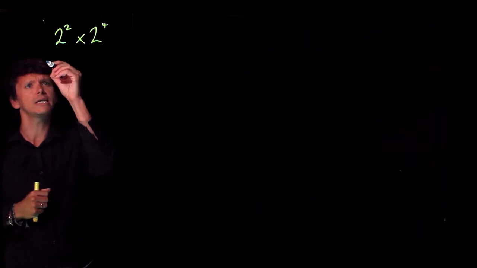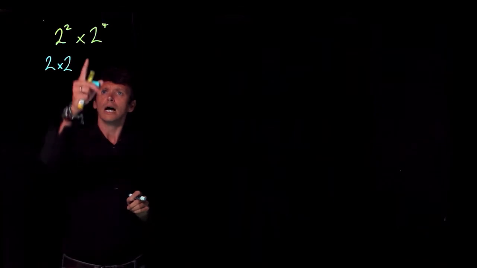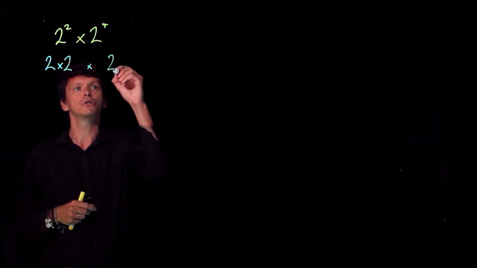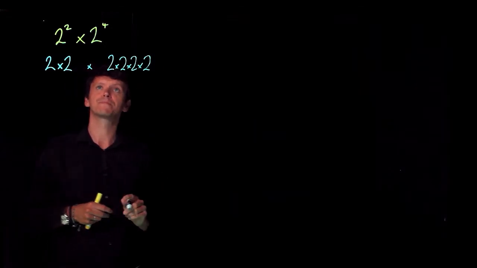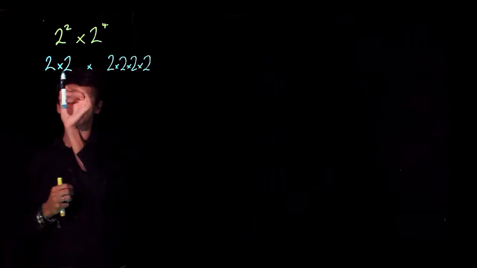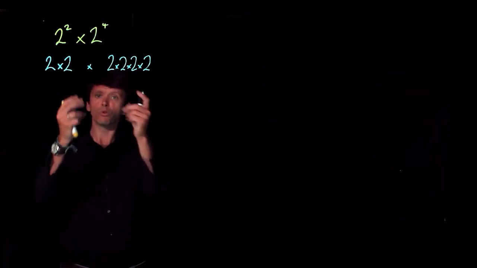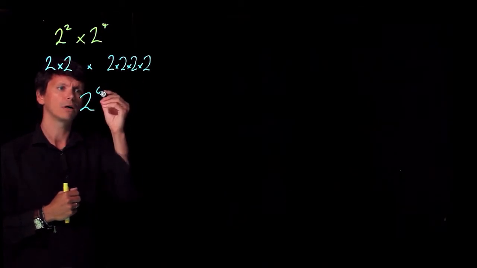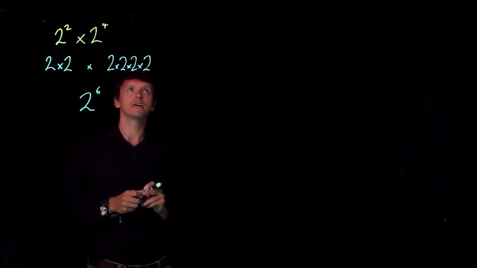Well, we've looked at this already, and it's 2 times by itself. And what is 2 to the power of 4? Well, we know that one is 2 times by 2 times by 2 times by 2. Okay, so if we put these together, what we've actually got is 2 times 2 times 2 times 2 times 2 times 2. And if we pull that into a single number, that equals 2 to the power of 6. And that's how we would evaluate that expression.